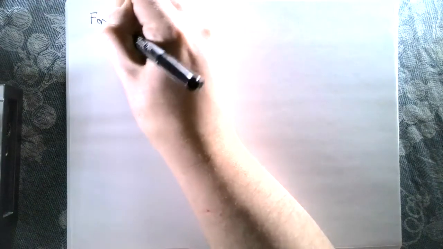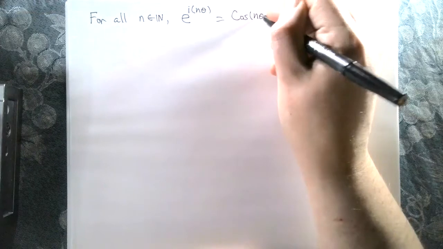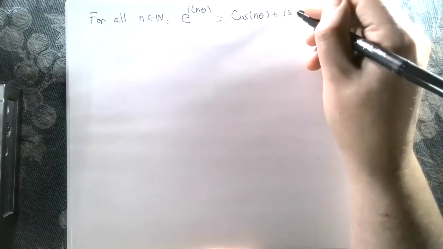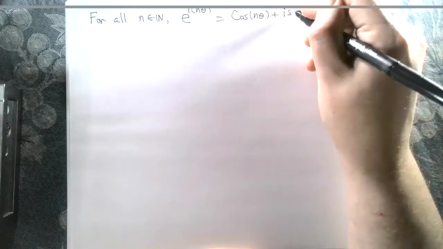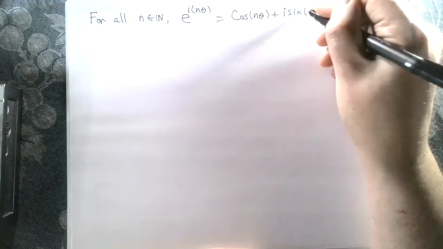And so, again, we want to show for all natural numbers n, e to the i n theta is equal to the cosine of n theta plus the i sine of n theta. Remember, i here is the square root of -1.